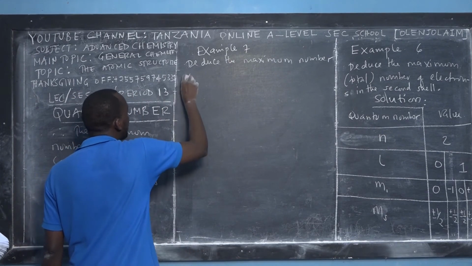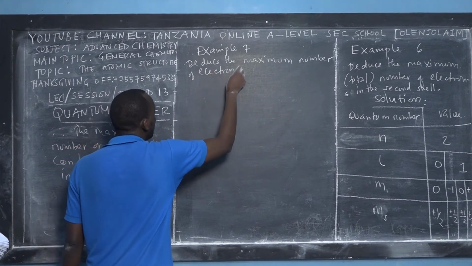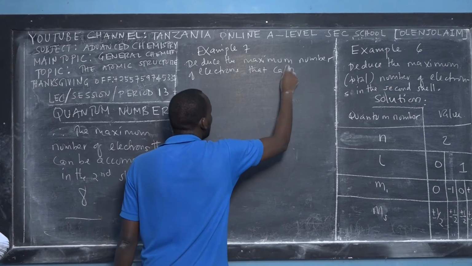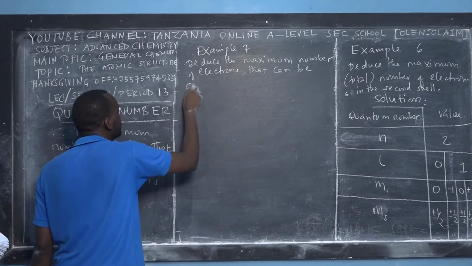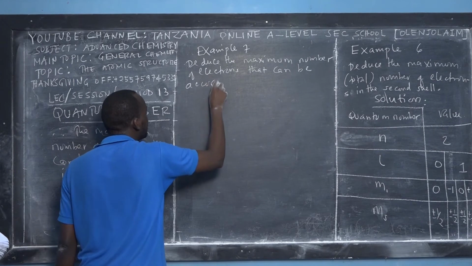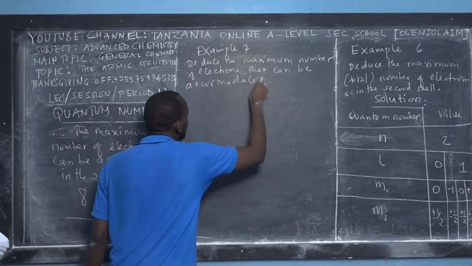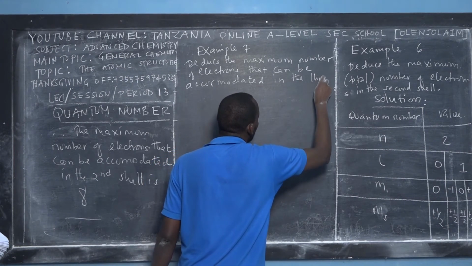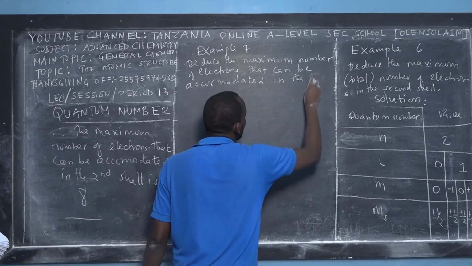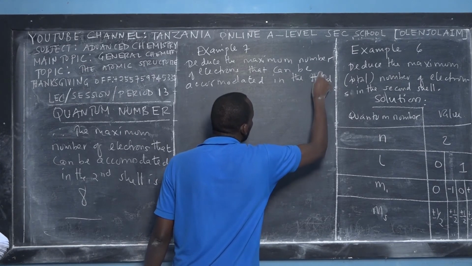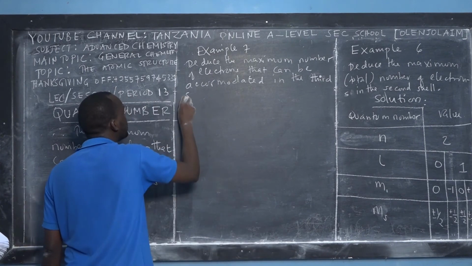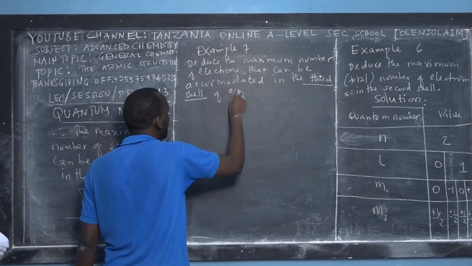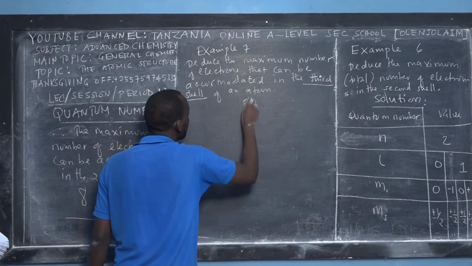So reduce the maximum number of electrons that can be accommodated in the third shell of an atom. So, solution.